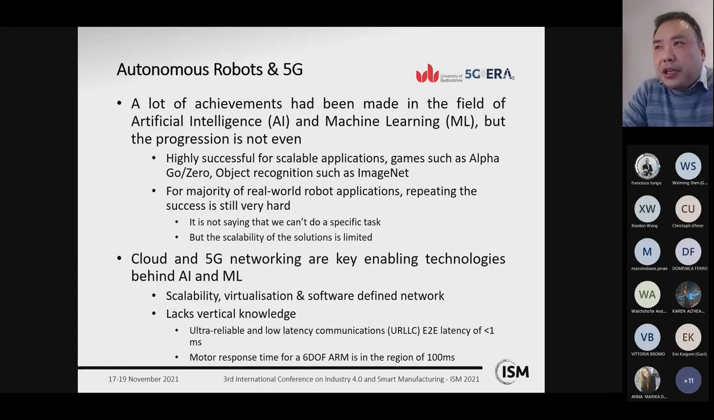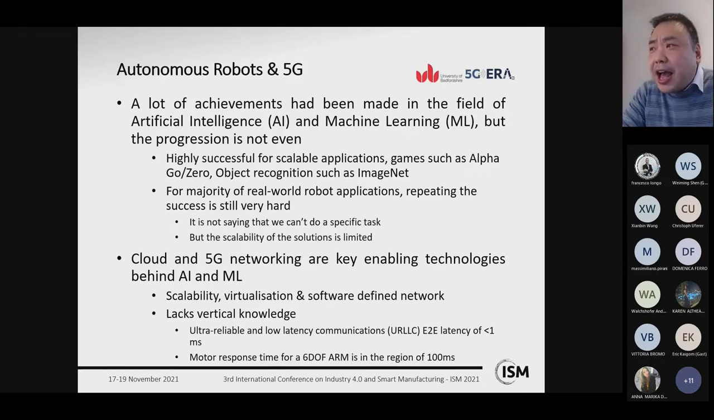And in terms of artificial intelligence and machine learning, a lot of achievements have been made in the last decade. It was very successful with scalable applications like games, AlphaGo and AlphaZero, object recognition, ImageNet. They have been very, very successful. But in terms of autonomous robots, we are still limited in deployment and in dealing with real-world settings.